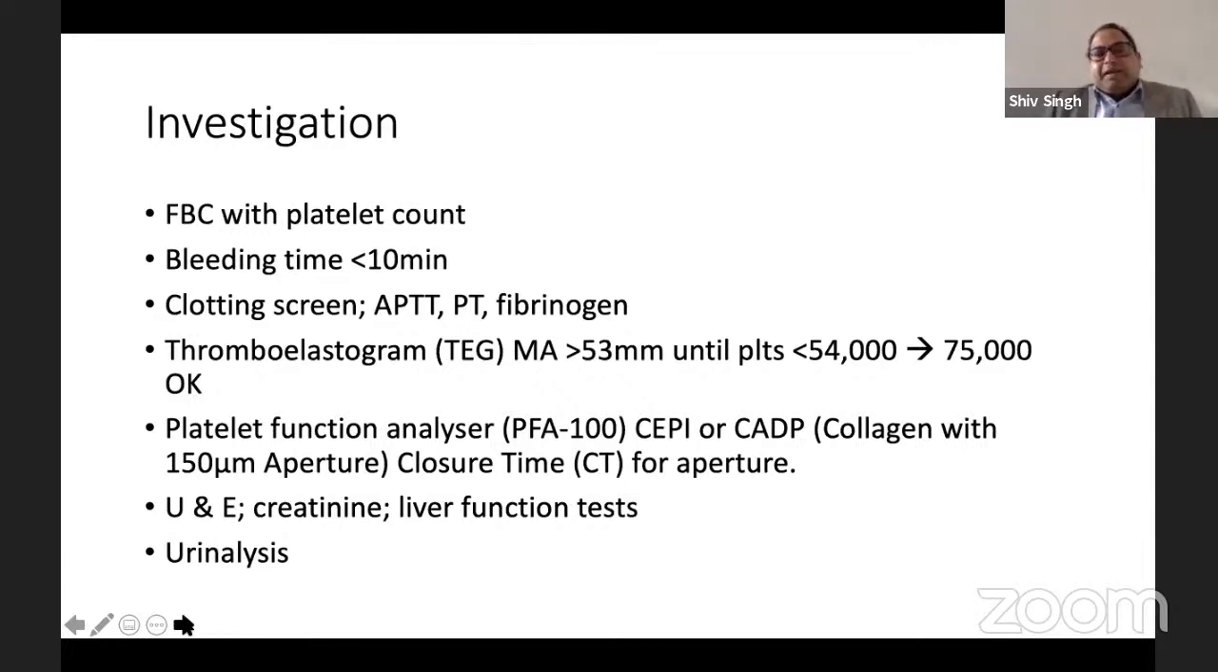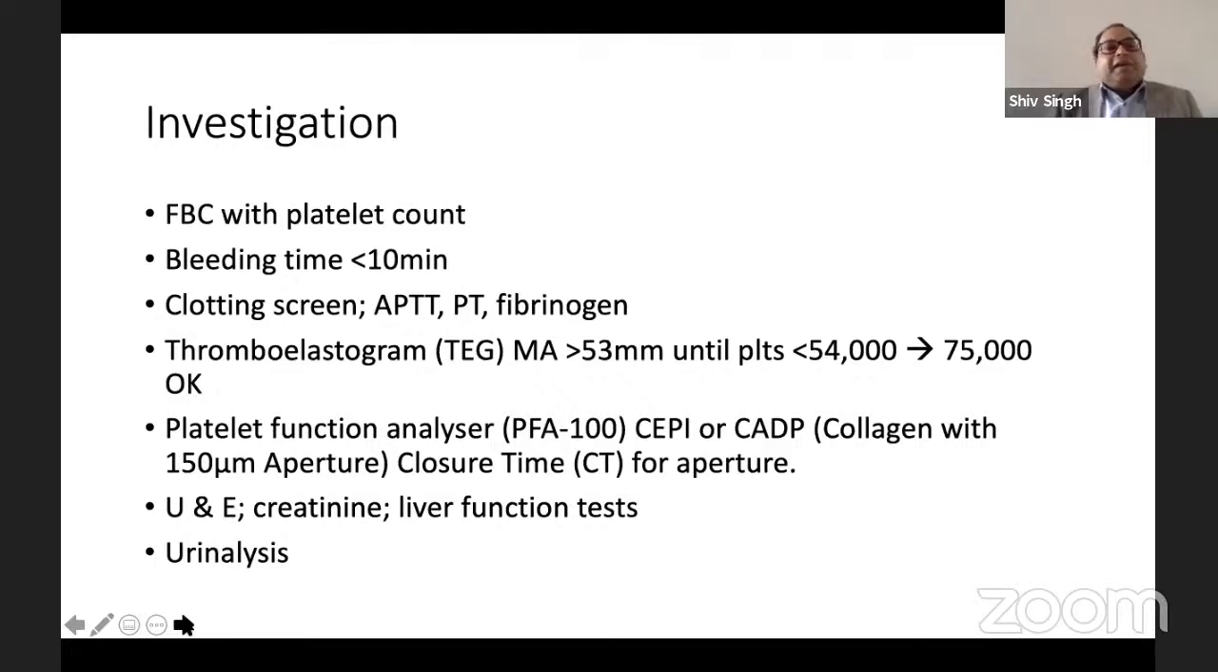So if that is there, then a platelet count of less than 50 to 75,000 is considered okay. If you have access to a platelet function analyzer, okay, so there are two types. You have the CEPI or CADP. Okay, so this is the collagen with a 150 micrometer aperture, and then you look for the closing time for the aperture. So these are two types of platelet function analyzers. Okay, you look at the urea and creatinine, and you look at liver function tests, and we will come to that. Why we need to look at that?